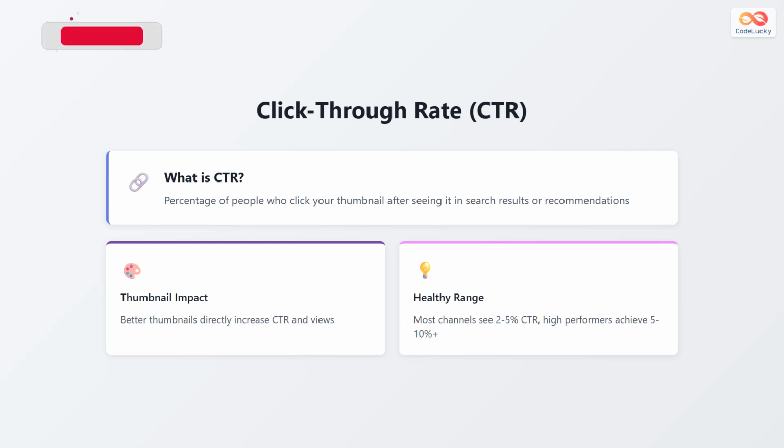Click-through rate, or CTR, is the percentage of people who click your thumbnail after seeing it in search results or recommendations. For example, if 100 people see your thumbnail and 5 people click it, your CTR is 5%. Your thumbnail is the first impression viewers have of your video, so CTR directly reflects how compelling your thumbnail design is. Most channels see between 2 and 5% CTR, but high-performing channels often achieve 5 to 10% or higher. If your CTR is low, it's time to improve your thumbnail design, add more contrast, use clearer text, or test different colors and styles.